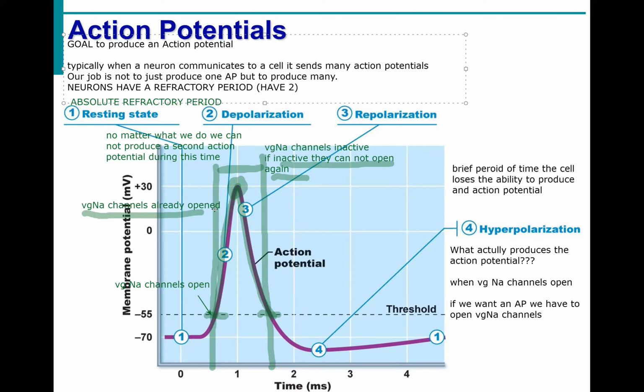Once the door is open, we can't open it a second time. Once it's inactive, we can't open it a second time. So for this period of time, we have this absolute refractory period. This absolute refractory period is the period of time where absolutely, positively, no matter what we do, we cannot get it to fire another action potential. With me so far?